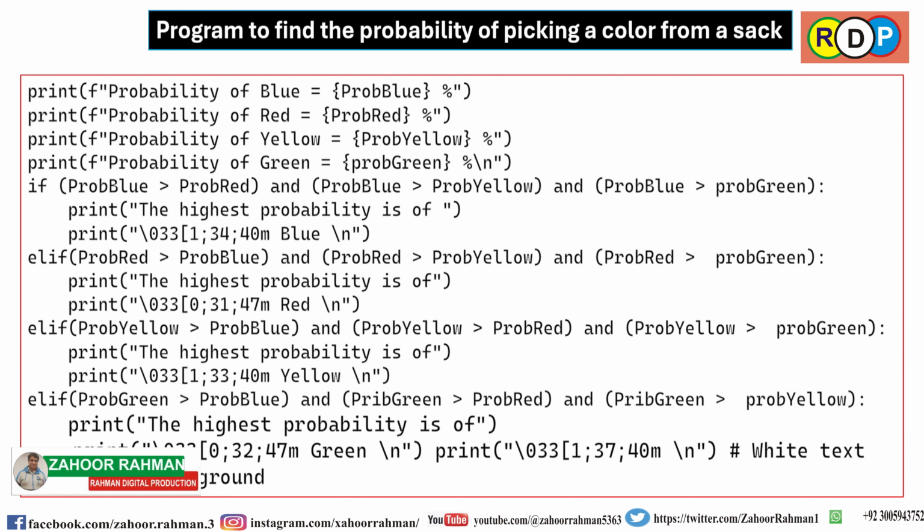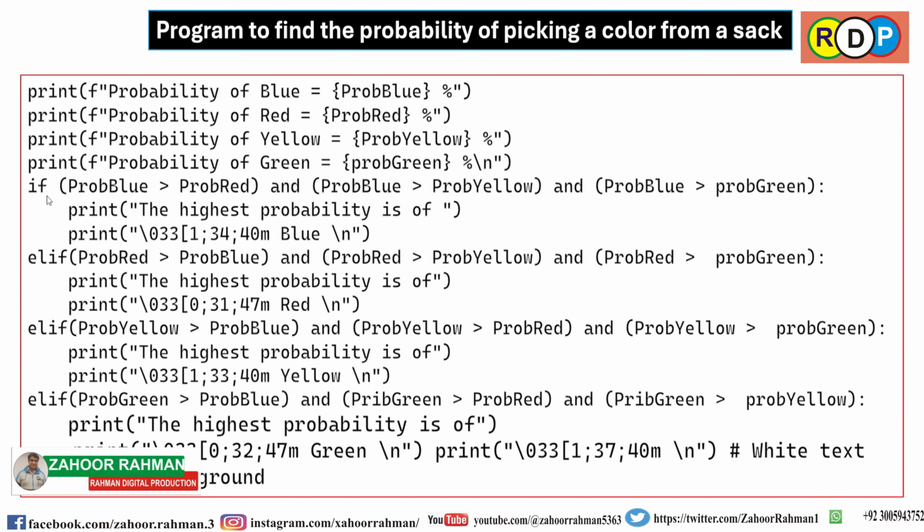In this regard, through this first statement, I am printing the probability of blue, whatever was calculated in the previous slide, by prob blue along with the percent sign. For example, if it is 53 or 45 or 59, then it will be printed as a percent. And similarly, the probability of red will be printed, the probability of yellow will be printed, the probability of green will be printed.